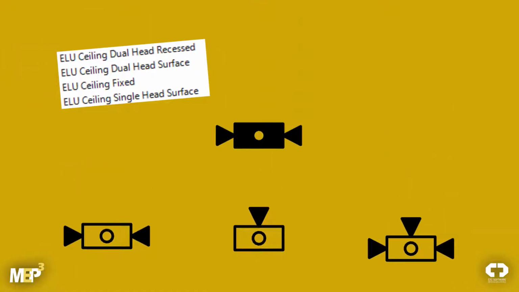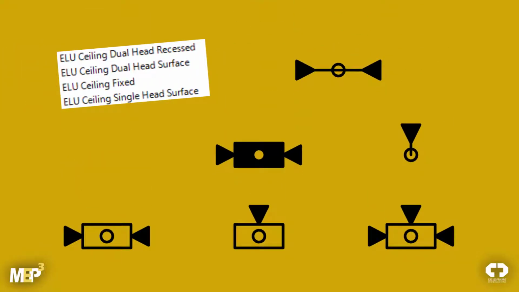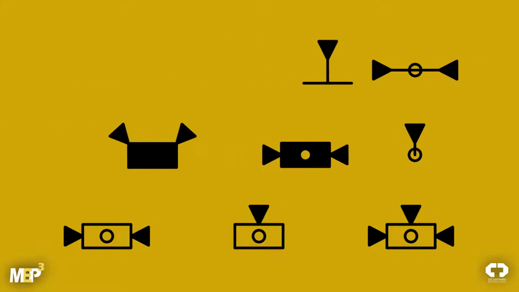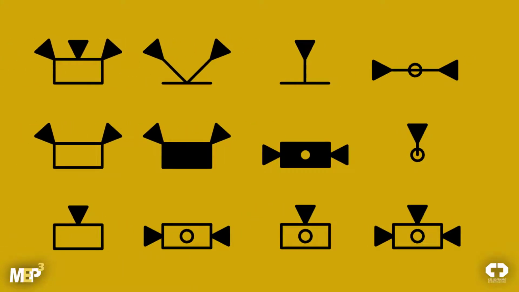The ceiling fixture options are identical to the wall fixture, the only difference being the side heads at 180 degrees instead of angled, and a circle in the center to indicate ceiling mounting. All ELU families included in the sample project, regardless of whether they're dual head, single head, fixed, or adjustable, use this same symbol with these same options, so you may customize the symbols however you like to meet your needs.